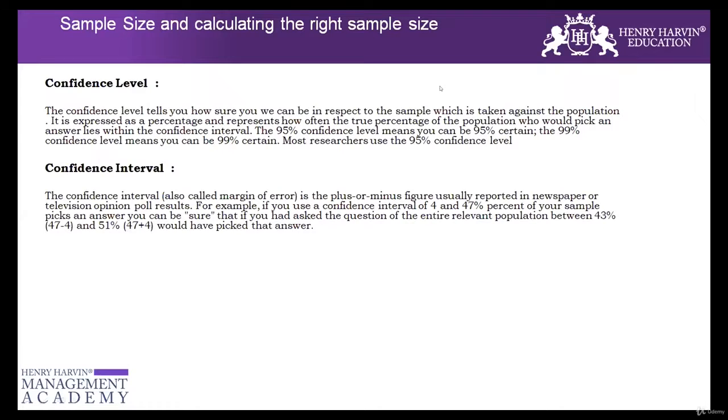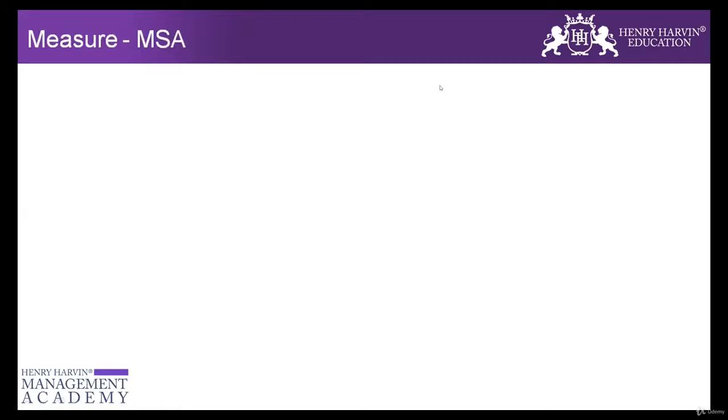So let's move ahead. We have talked about the first question, what to measure using the data collection plan. We've also talked about how to measure, using sampling. Now we'll talk about the third question of the measure phase, which is how to ensure what we measured is correct or not.